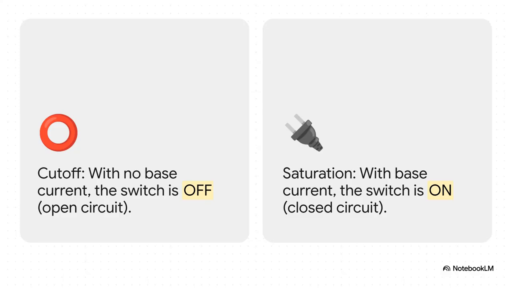And what about that other superpower, the switch? It's just so elegant. If you don't send any of that small current to the base, the transistor is in cutoff. The switch is off. It's an open road. But if you send just enough current to the base, it flips into saturation mode. The switch is on, a closed circuit. And that ability to be either completely on or completely off, well, that's a 1 and a 0. That's the language of computers.